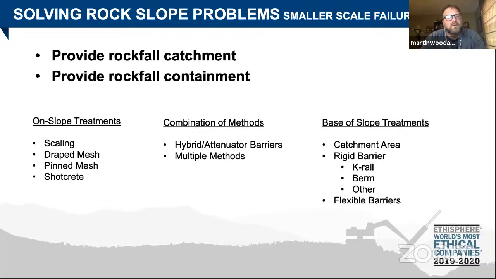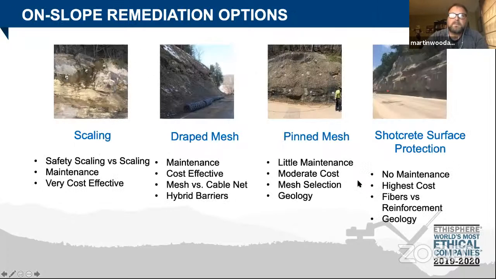And so what I want to do is go through a couple of tools that are very, very common in rock slope stability and rockfall mitigations and explain some of those to you and show you some advantages and disadvantages of them. The first thing I want to do is talk about on-slope treatments. On-slope treatments include scaling, different ways of using mesh and ways of using shotcrete and the good and bad with that. We'll talk briefly about some barriers, and then we'll also look at some base of the slope treatments.